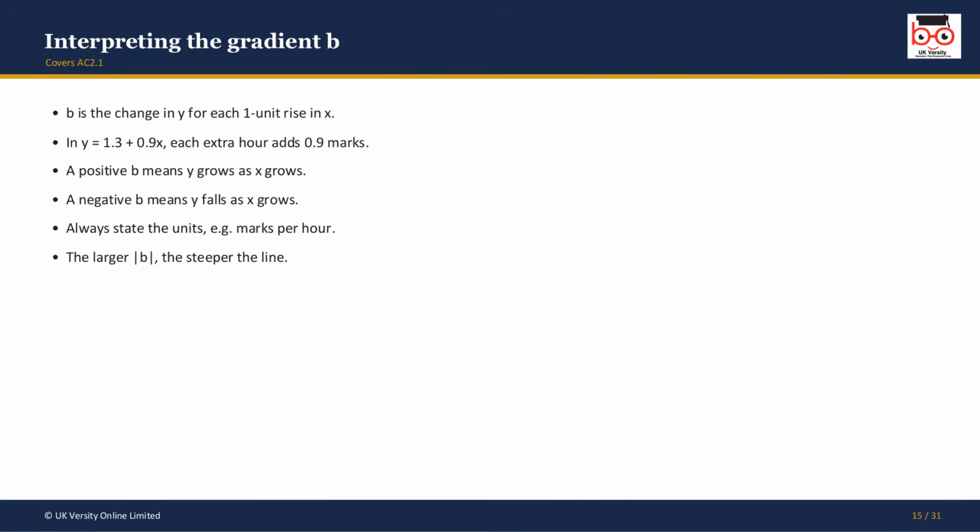What does the gradient b actually tell you? It's the change in y for every 1 unit rise in x. In our line, y equals 1.3 plus 0.9x, each extra hour of revision adds 0.9 of a mark. A positive b means y grows as x grows, a negative b means it falls, and the bigger b is in size, the steeper the line. Always state the units. Here it's marks per hour.